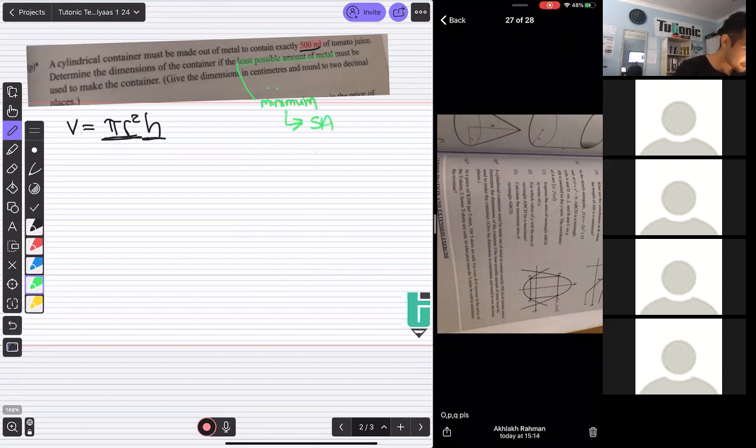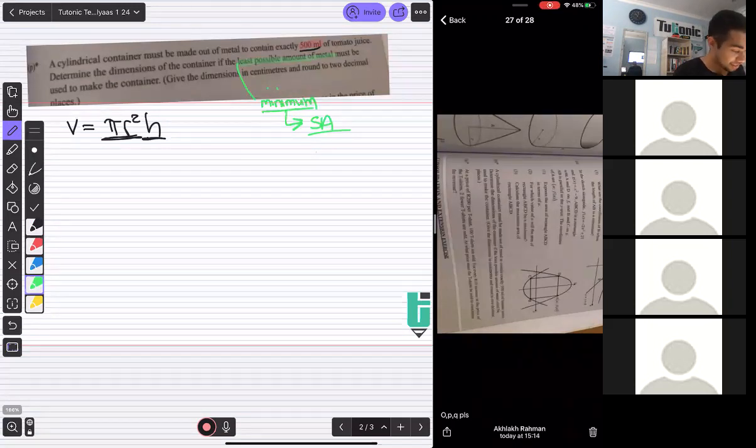Because isn't the metal going to cover the container? It's not going to be in the container. So they want you to work out the minimum metal, but the metal covers the container, so they want you to work out the minimum surface area. Do you guys see that? Yes. Talk to me, guys.